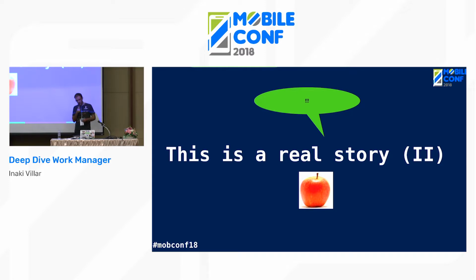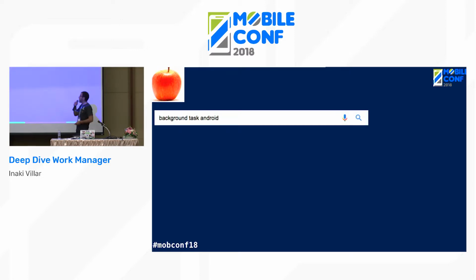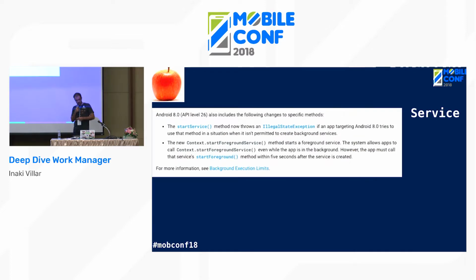That's the second part. Imagine that I was in the group and I was kicked out because of my questions. I'm going to be a good citizen, with the motivation of this Apple, and try to search in Google: background task in Android. Nice. I have a guide to background processing, and the second one is create a background service, where the IntentService class provides whatever. So I'm going to use a service. But I'm going to investigate a little bit more.